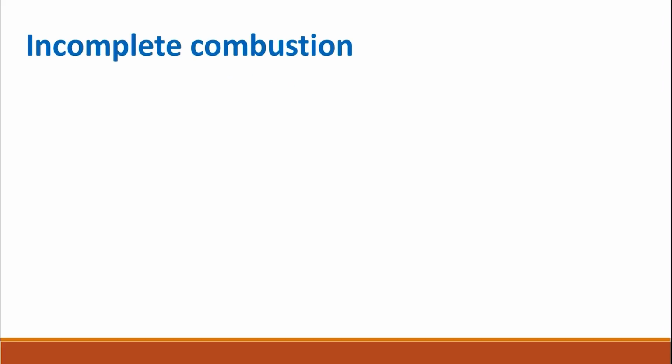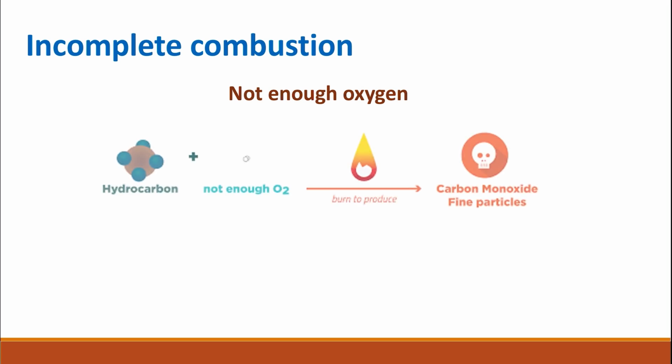In incomplete combustion, if there isn't enough oxygen, alkanes can still undergo combustion, but it is going to be incomplete. Here, the hydrocarbon will not only give you carbon dioxide and water, but also carbon monoxide and carbon, which is soot. So this represents one of the problems of using alkanes as a source of fuel or as a source of energy.